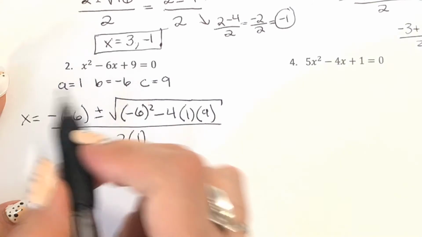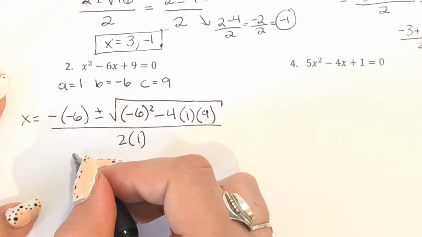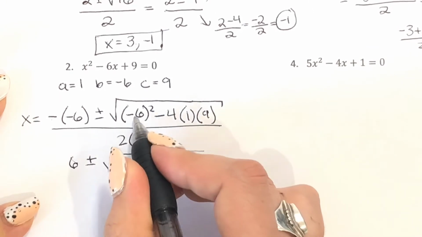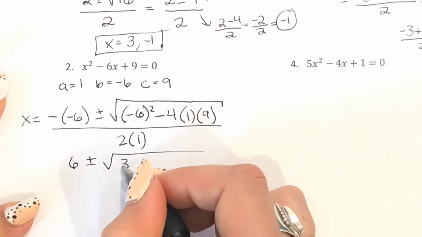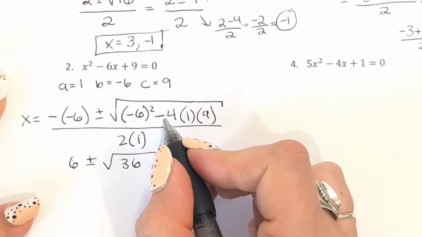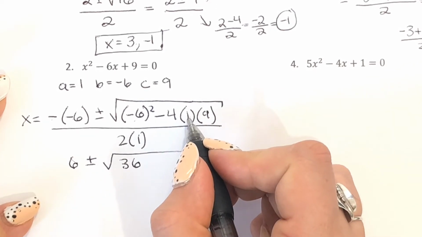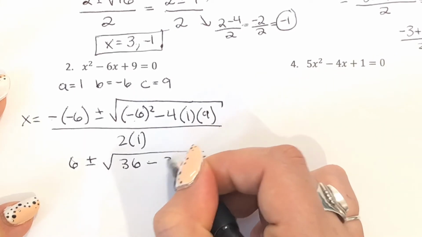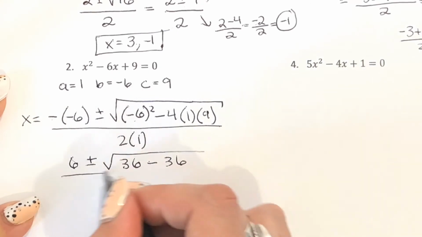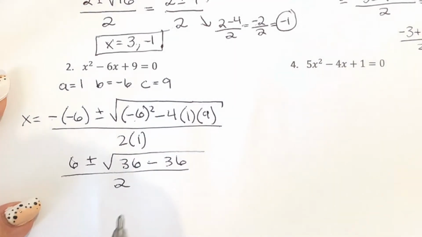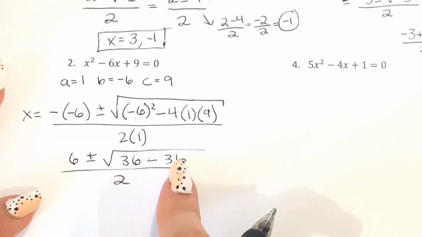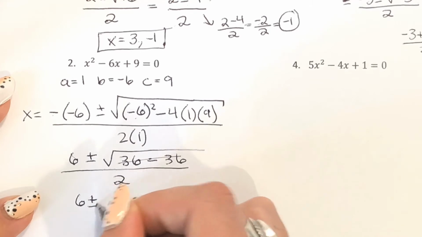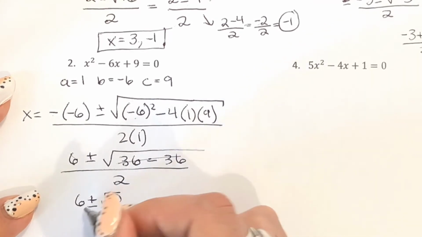And then we simplify, so here we have a negative, which will turn into a +6, plus or minus the square root. -6 squared is a +36, and then -4 times 1 is -4, and then -4 times 9 is -36, all divided by 2. So then on this one, we got 36 minus 36, which is just 0. So we have 6 plus or minus the square root of 0 over 2.